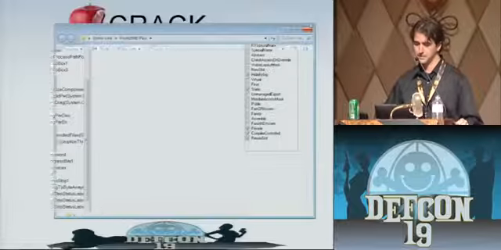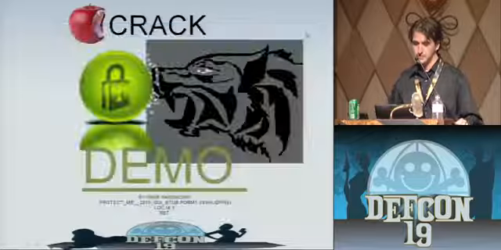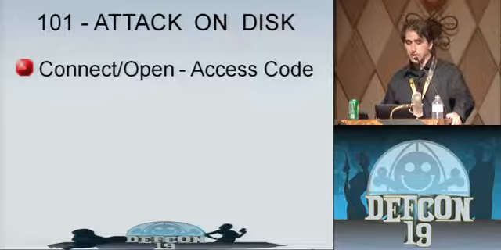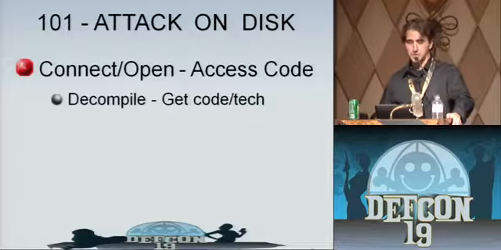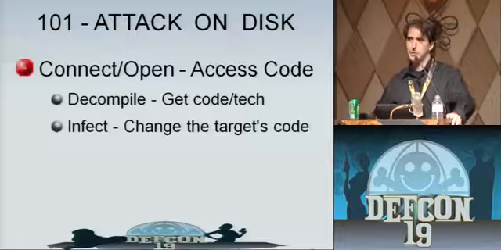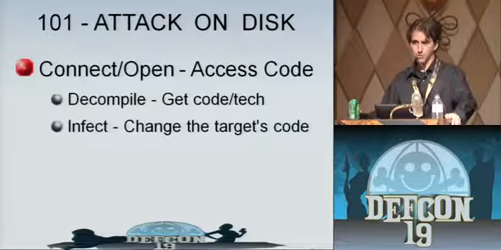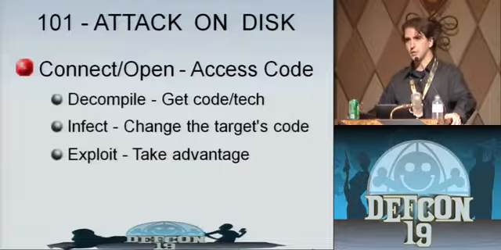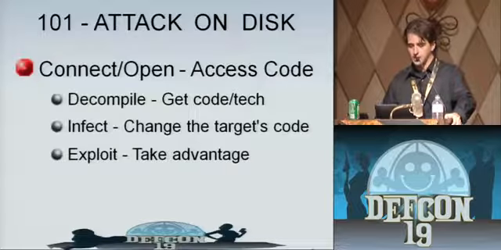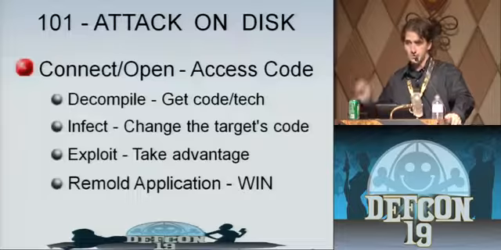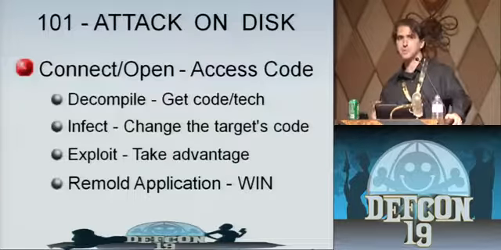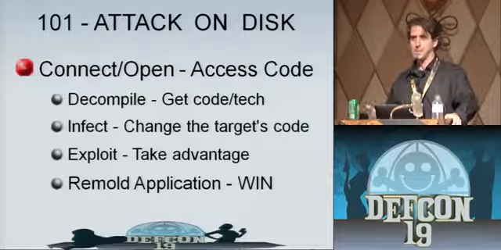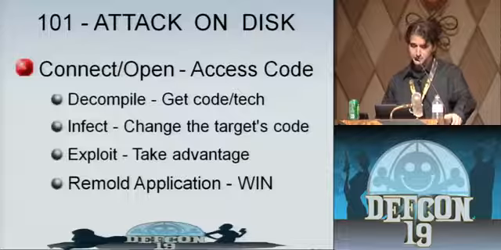That's Grey Wolf. So attacking on disk. You connect in and you access. You decompile it and get the code and base technology of your target. You infect it and change your target's code to accomplish whatever goal you might want. You exploit whatever logical vulnerabilities or technological vulnerabilities that might be there, and then remold your application and deploy. That is pretty much as simply as I stated it. That's about as simply as it's done that you'll see later on.